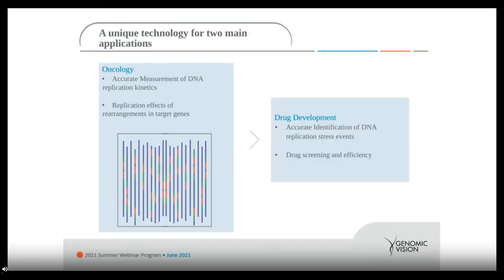So today, as mentioned, we will focus mostly on oncology and understand how the replication kinetics are in cancer cells, and how to compare replication kinetics between normal and cancer cells by using our unique replication combing assay. This is used to see accurate measurements of DNA replication kinetics, to see the replication effect of rearrangements in target genes. And this will bring us to drug development by the identification of replication stress events, and drug screening and efficiency at the very end.